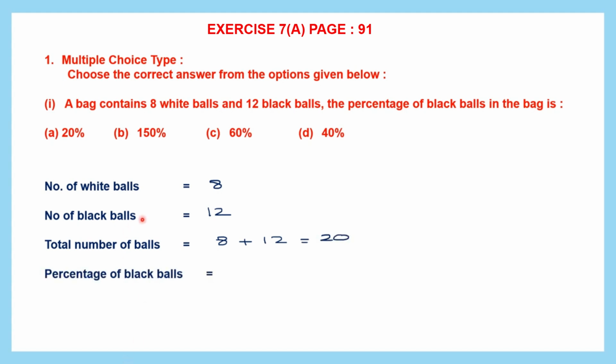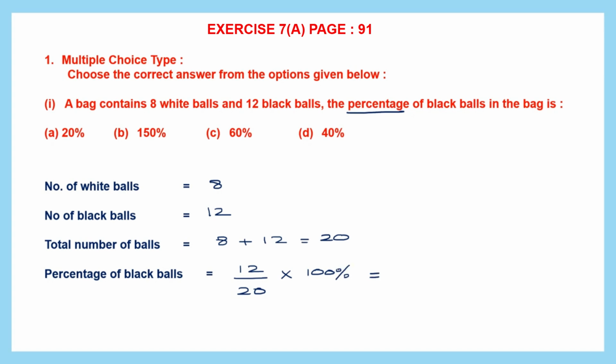So how many black balls are there? 12. So we take 12 divided by 20. Now here we have to find the percentage, isn't it? Whenever we have to find the percentage, we multiply by 100. We multiply by 100 and put the percentage sign, or you can multiply by 100%.